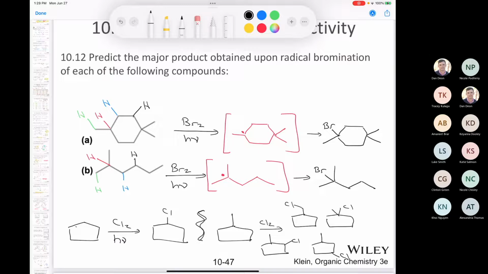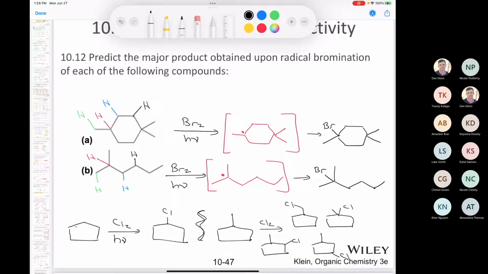Did I miss a carbon in there in the chain for B? So 1, 2, 3, 4, 5. 1, 2, 3, 4, 5. I don't. 1, 2, 3, 4, 5, 6. Oh, okay. I see. Yeah. Add one there, and we'll add one like that. Good. Thanks, Tracy.